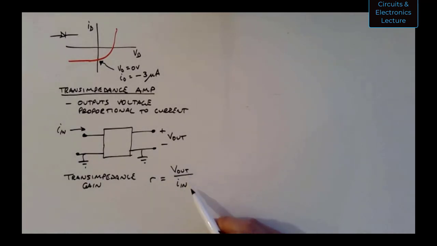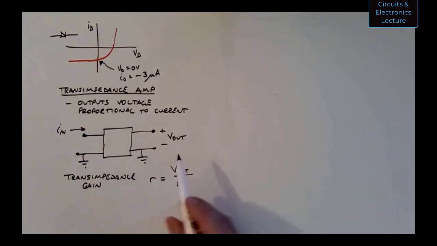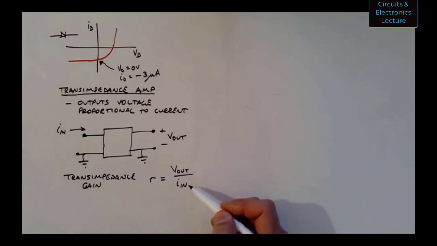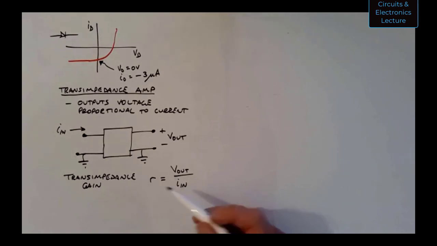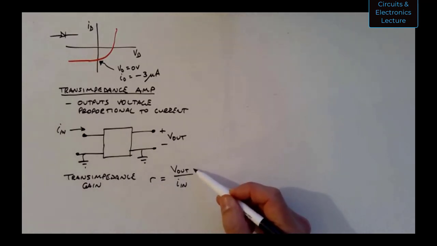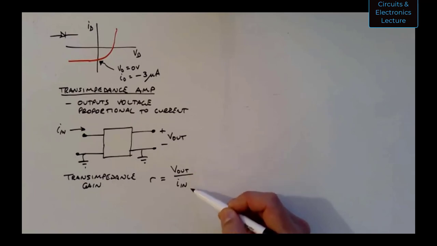So V out is a bigger value. I in is a really small value. So R is a fairly big value. It's called R because it's V over I, right? That looks a lot like a resistance. And that's why this is called a transimpedance amplifier, because V over I in general, for AC signals, is an impedance. Right here, we're assuming it's real, so it's a resistance. So V over I is an impedance or a resistance.